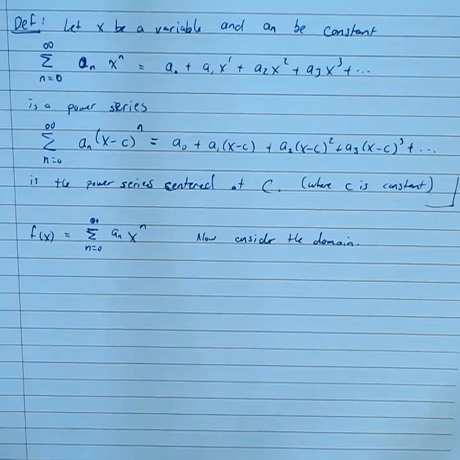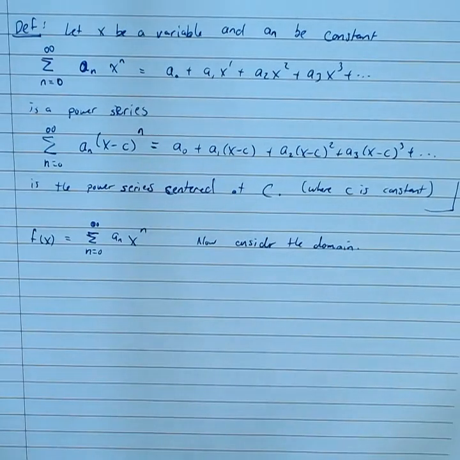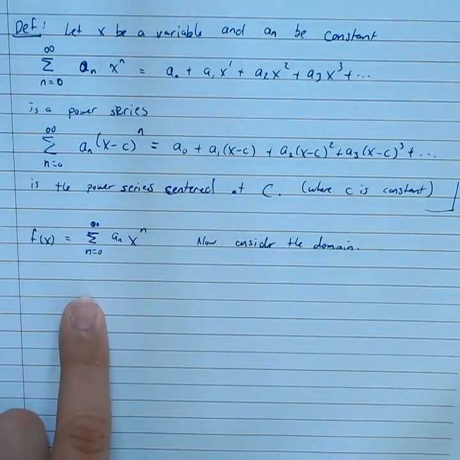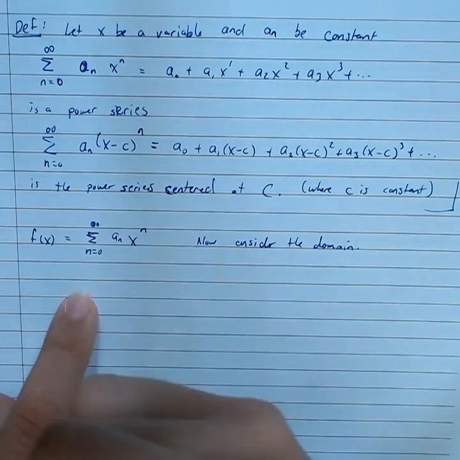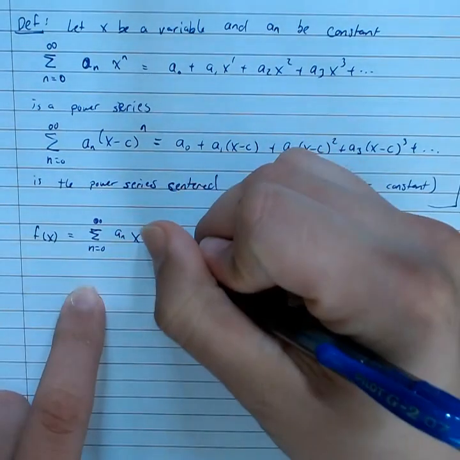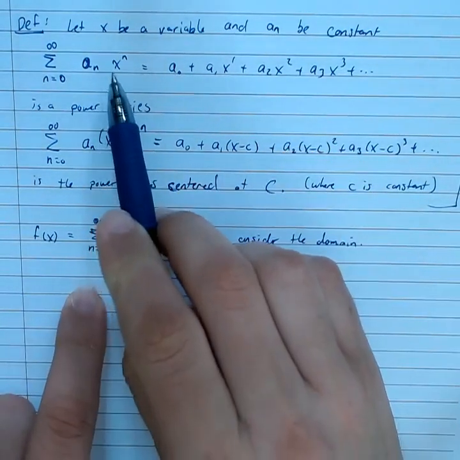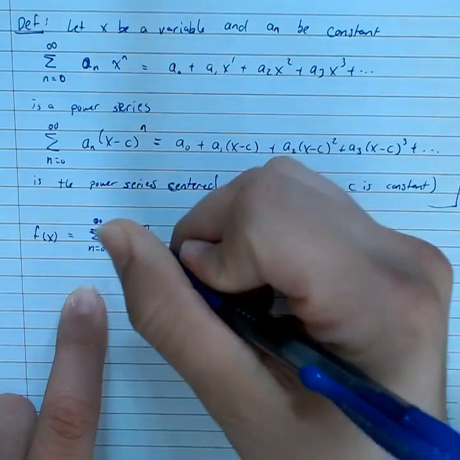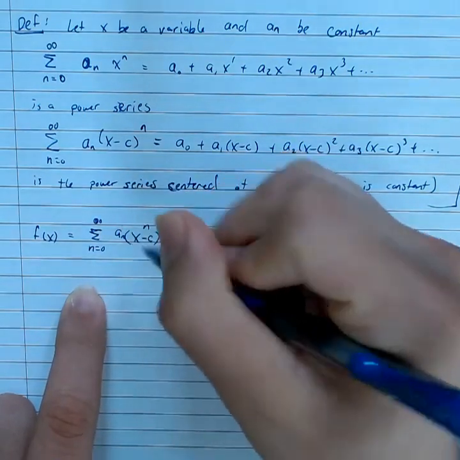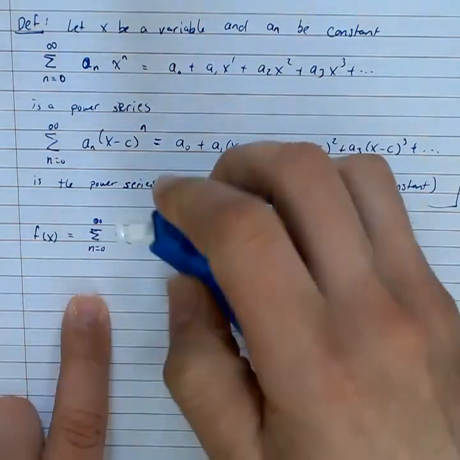So when we consider the domain, it's no longer enough to say, oh, well, it's a polynomial, so it must have every number in its domain. In fact, what it's going to turn out is you're going to end up with 3 possibilities. So here, I'm going to write this instead using the power series centered at c, because it's just a little bit easier to see what's about to happen.